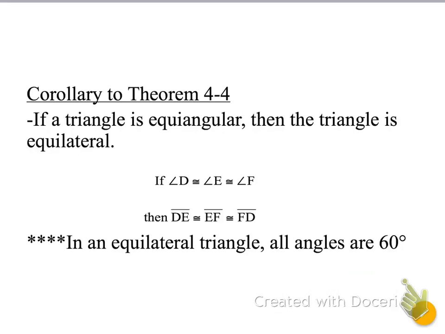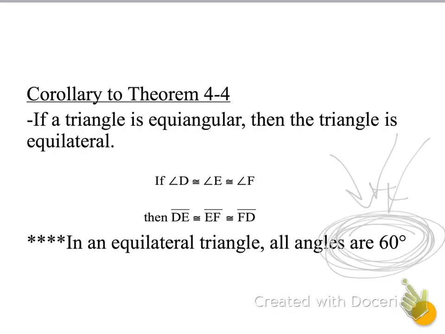Well, if all three angles are the same, and all angles should add to be 180, that means all angles in an equilateral or equiangular triangle are 60 degrees. This is big. So if you have an equilateral or equiangular triangle, the angle should be 60 degrees.